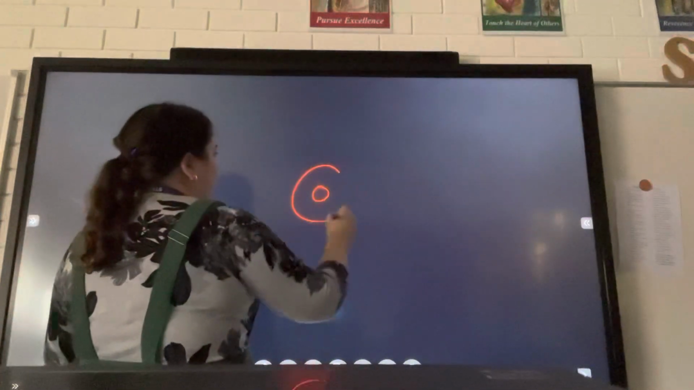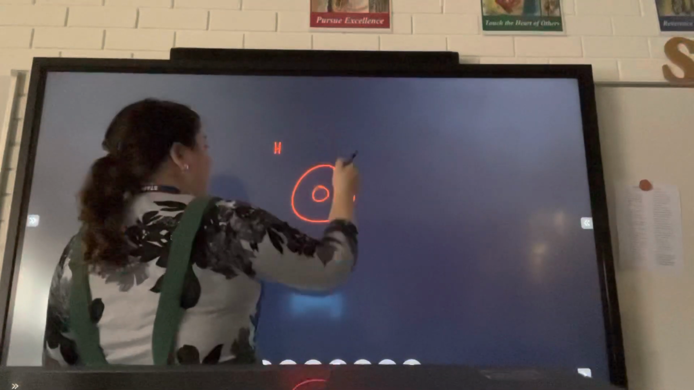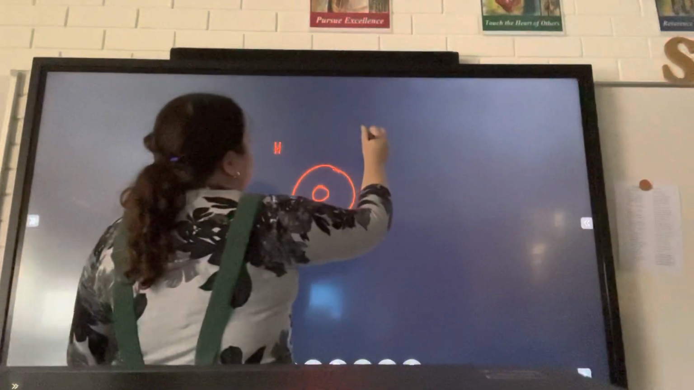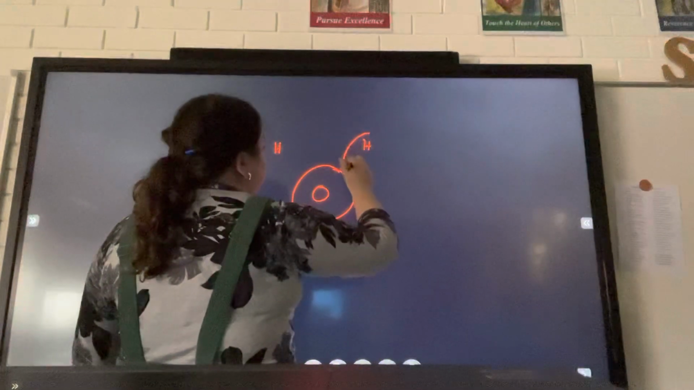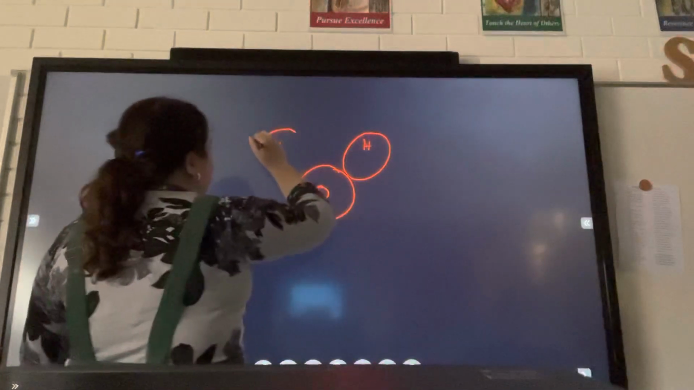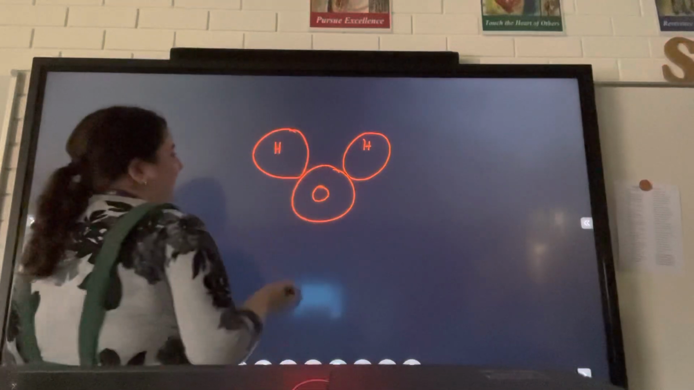You could also have oxygen draw its ring, draw its valence electron shell, hydrogen draw its valence electron shell, and draw them so that the shells are touching.